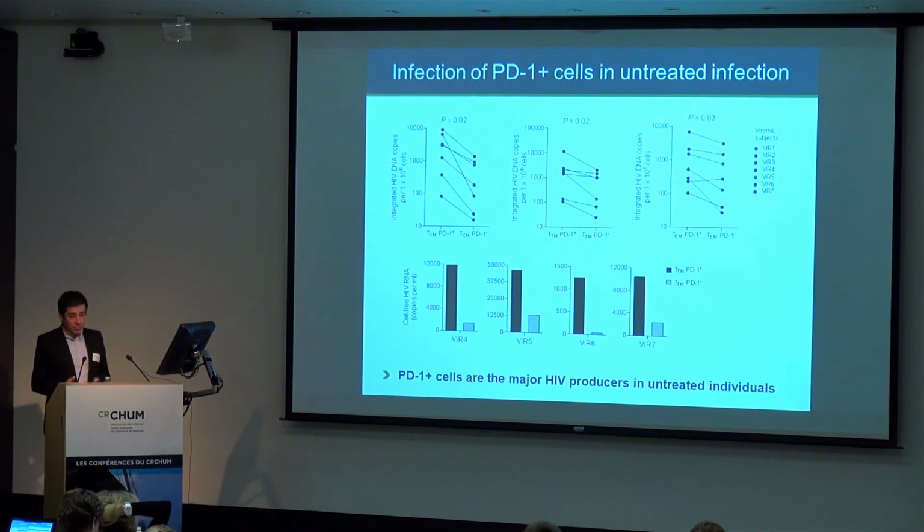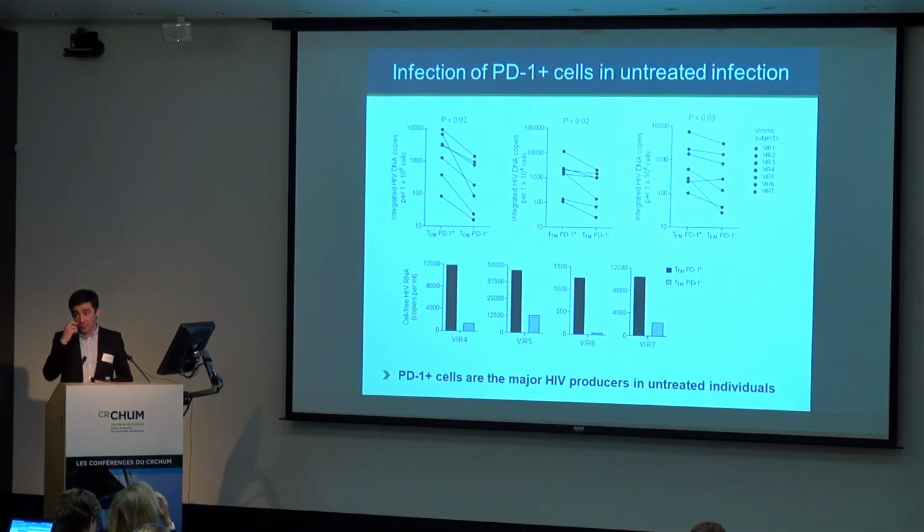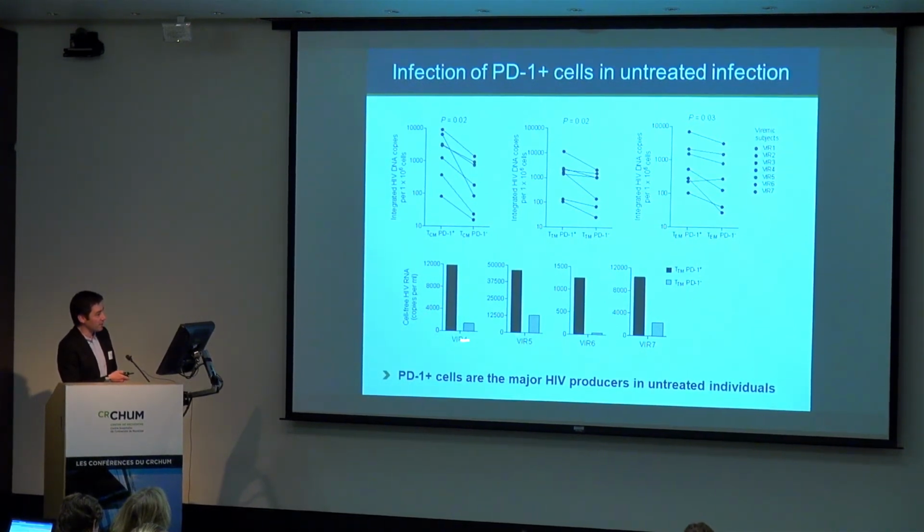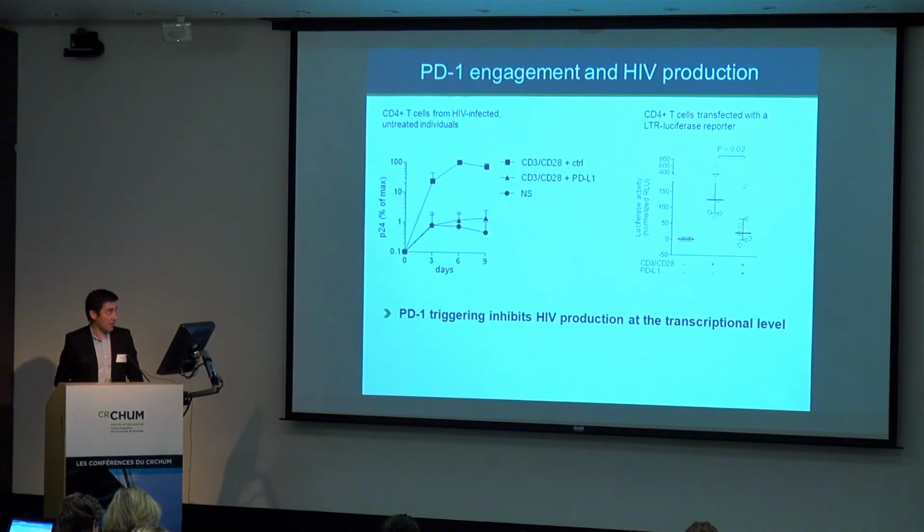So we then asked whether or not PD-1 positive cells were enriched for HIV, and these data were generated in untreated HIV-infected individuals. We sorted central memory, transitional memory, and effector memory cells based on their PD-1 expression, measured integrated DNA, and we were able to show that yes, PD-1 positive cells are enriched for the virus. And more importantly, if you look at the capacity of these cells to produce virus, again, these are 4 different donors, we found that the PD-1 positive fraction produced much more viral particles than the PD-1 negative fraction.